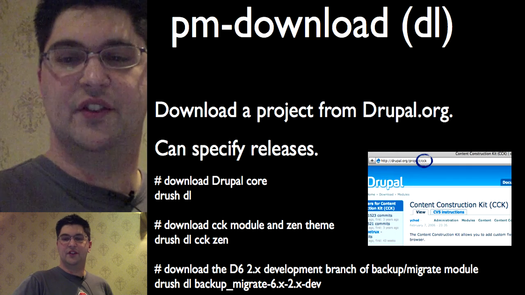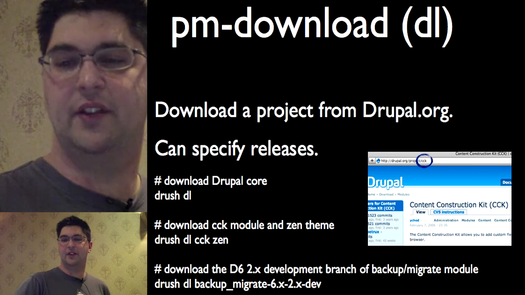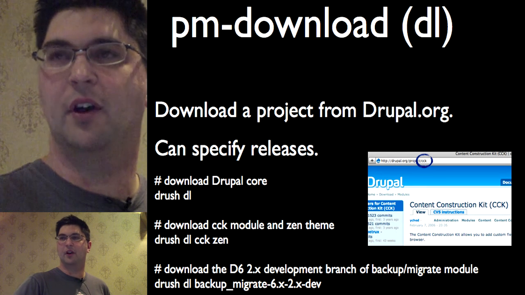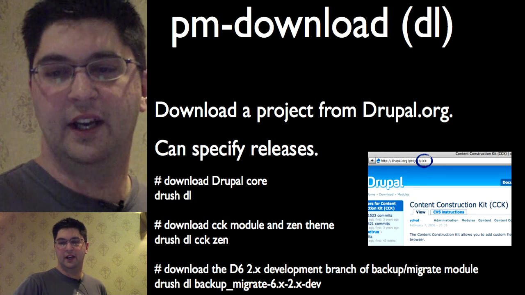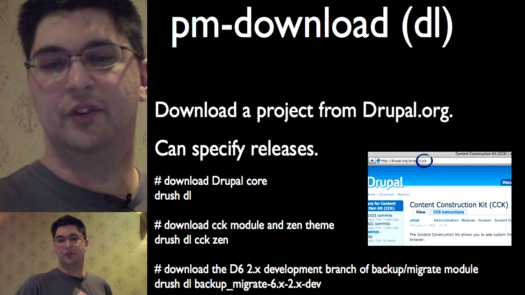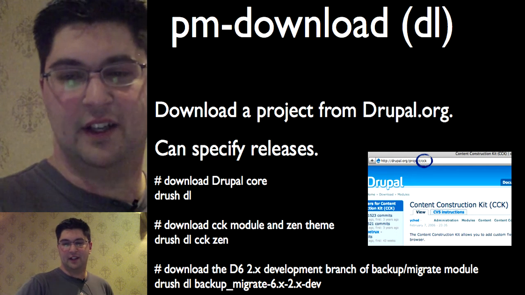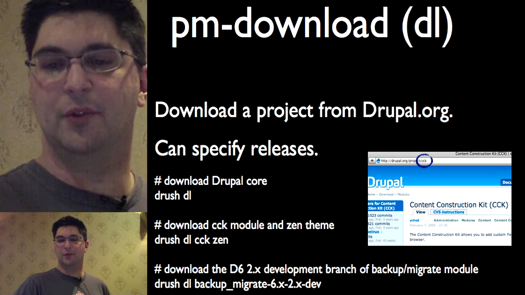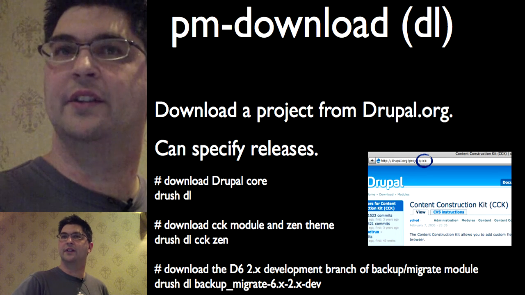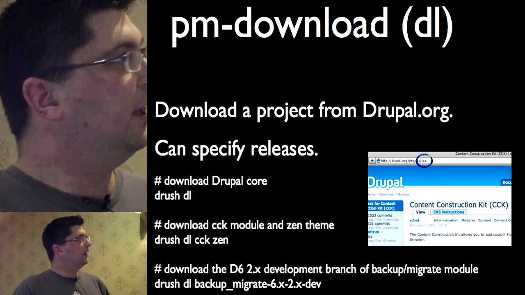PM download is the first of a number of package management commands. This will download a project from the repositories on Drupal.org. You can then use that to download Drupal core, contributed modules, or themes. The name to specify in this Drush command is the same as what you would see in the URL of the project page on Drupal.org.